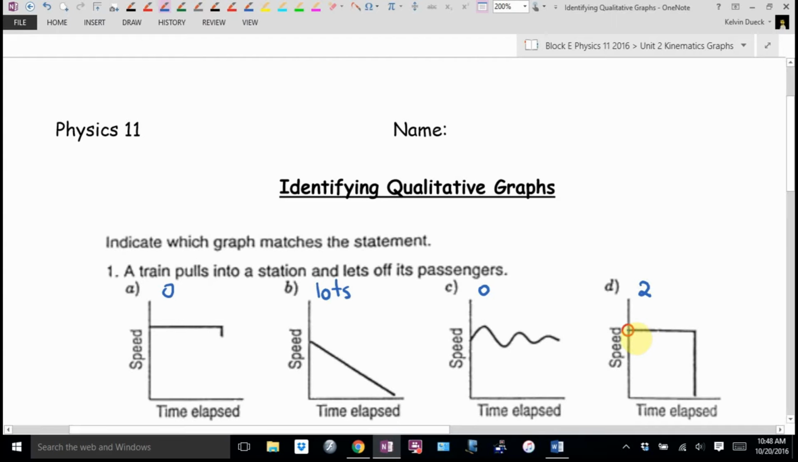Train is going at a constant speed, instant stop. By the way, that would be a graph of a head-on collision. That would be bad. Now, can I give you some context?